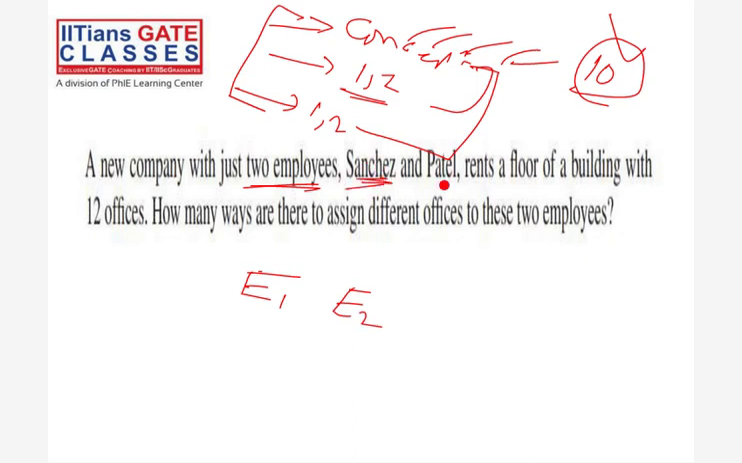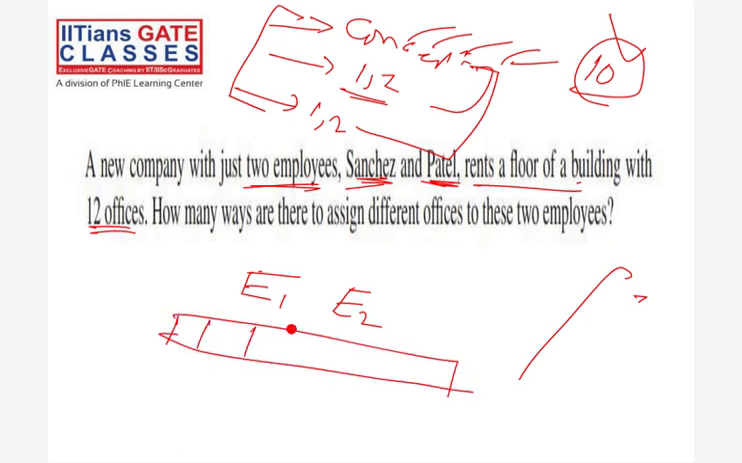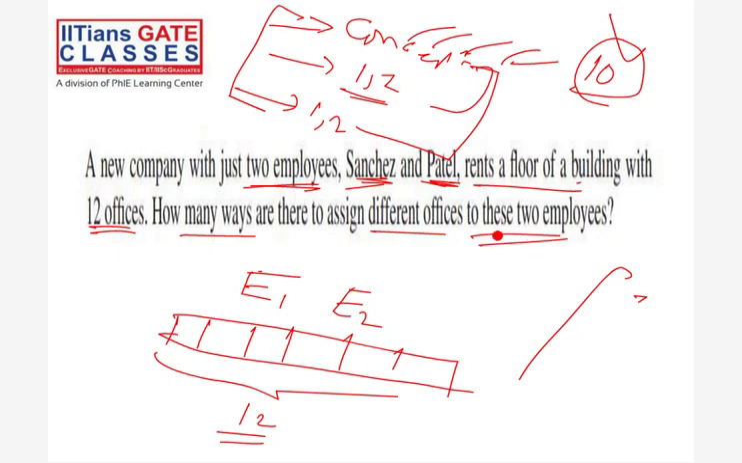Okay, let's say a company rents a floor of a building with 12 offices. So there is a building, let's assume this is the building, and there are 12 offices here. How many ways are there to assign different offices to these two employees? Now, what will be our answer?